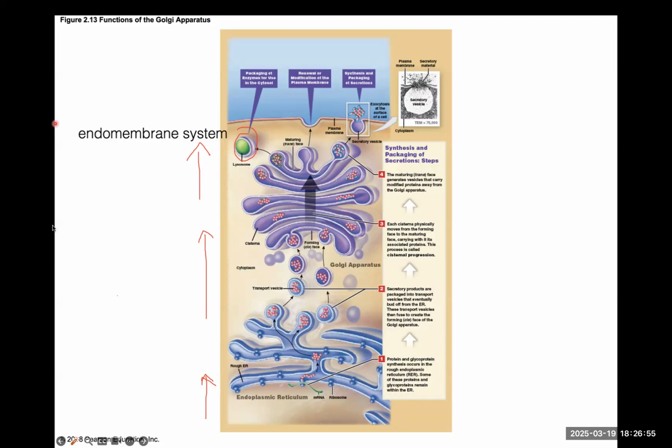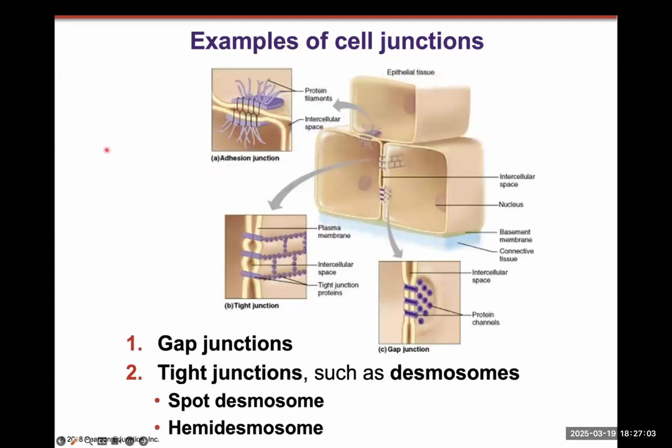So now we're going to go ahead and go to the next slide. The last thing we're going to cover is examples of cell junctions. So basically, how cells stick together. You have one cell here, and then another cell, another cell. They're sticking together, but they're sticking together in different ways. So what do they use to stick together? They stick together using these things called junctions.